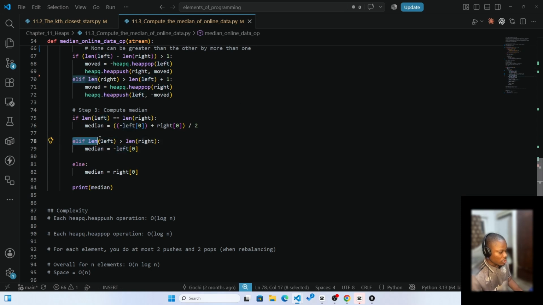Now else, if the two of them are not equal and the left is greater than the right, just return the left, because that will be the odd bit that we will be missing. And else, the right, the same thing, will be the odd bit we're missing if it was greater than the left. And then boom, we return our median.